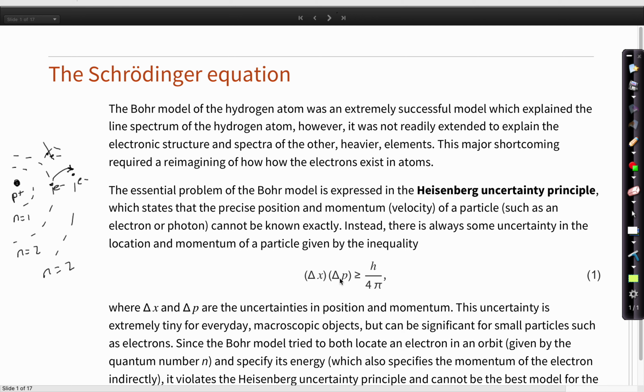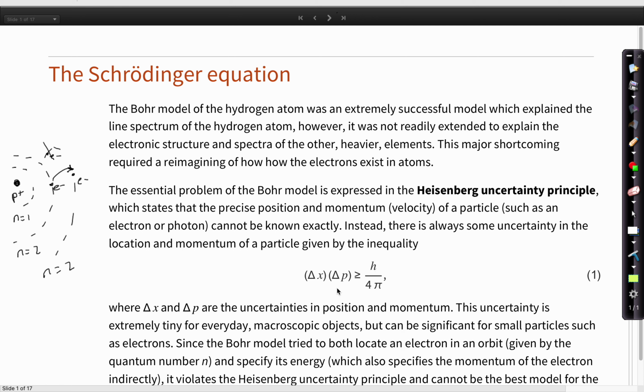In fact, you have to have a little bit of uncertainty in each of those things, and the product of the uncertainties has to be greater than or equal to h over 4 pi. Again, I'm not going to explain where this equation comes from. You would have to take a bunch of physics classes to be able to understand this. But what is interesting is that this h is the Planck constant, and it's a very tiny number, 6.63 times 10 to the minus 34 joules times second. So this number is incredibly tiny.